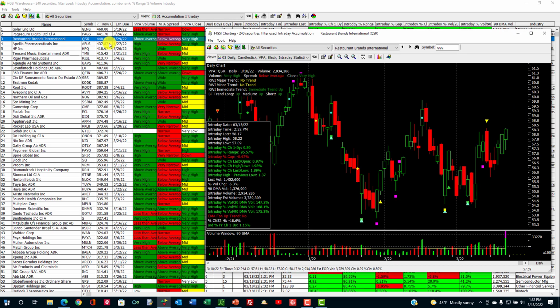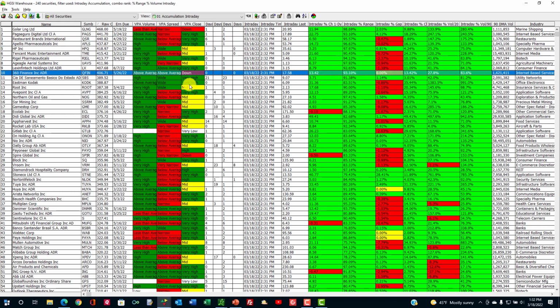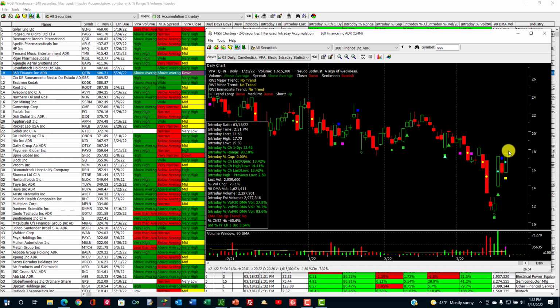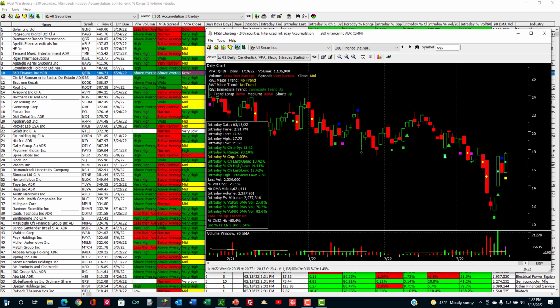Okay, another under accumulation. Let's look at this one right here, 360 Finance, up nearly 13.5%, and trading at heavier, above average volume and at 93% of its daily range. That information is also here in this black chart, which you'll find under my black charts in my chart inventory.